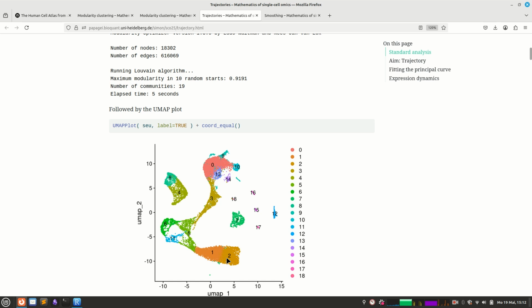The cells start here. A cell here will turn into a cell which looks like this, which will turn into a cell which looks like this. So in our big PCA space, we have sort of a flow along which the cells move in order to turn from an initial state into a final state.